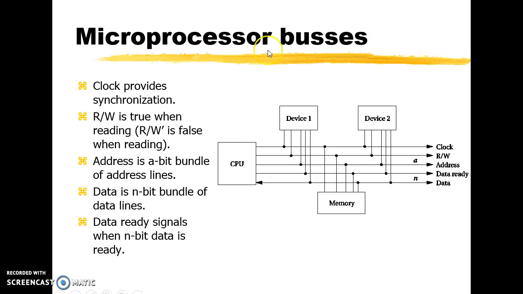The major components of the microprocessor buses are the clock, which provides synchronization, and read/write, which is true when reading. The next one is address. Address is an n-bit bundle of address lines. The next one is data. Data is an n-bit bundle of data lines. And data ready signals when n-bit data is ready.